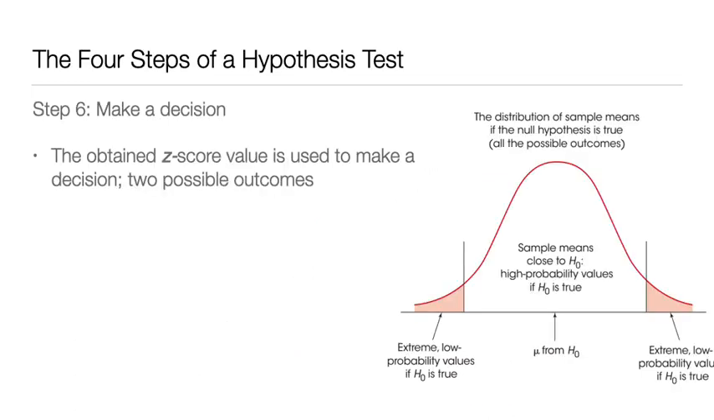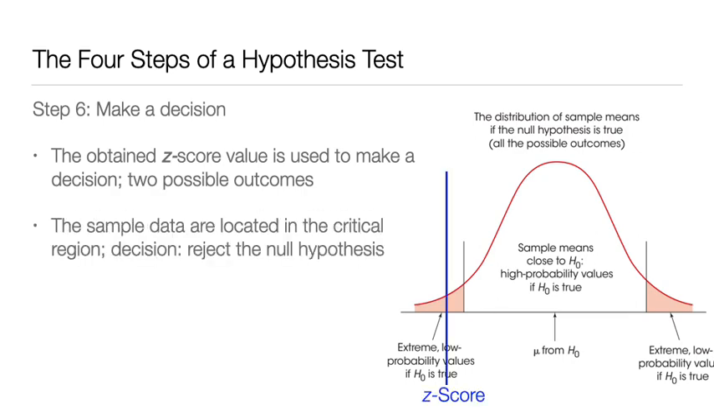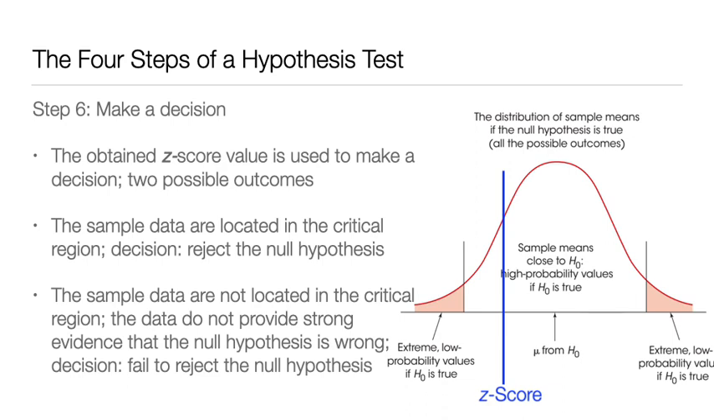And then that last part is to make a decision, right? We've put our z-score on there. If that z-score is in that critical region, then we're able to reject the null and support our research hypothesis. Yay, we did it, right? This is what we're hoping for. But oftentimes that value may not be in that critical region. It might not be an extreme score. It may be a very high probability that the null hypothesis is true. And so in that case, we would fail to reject the null.